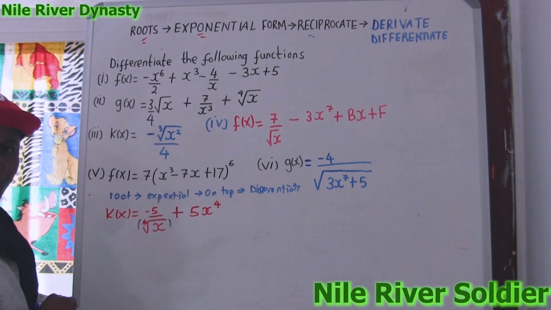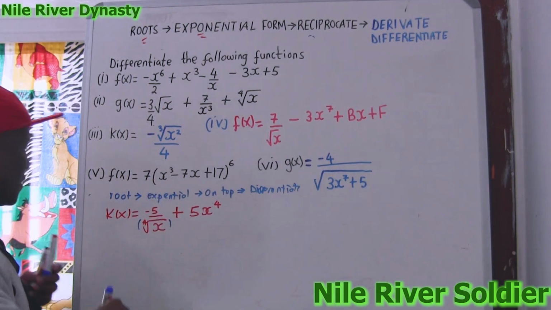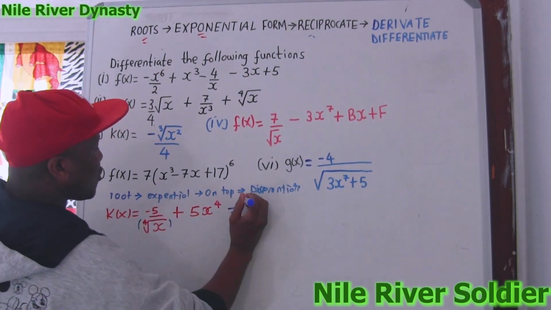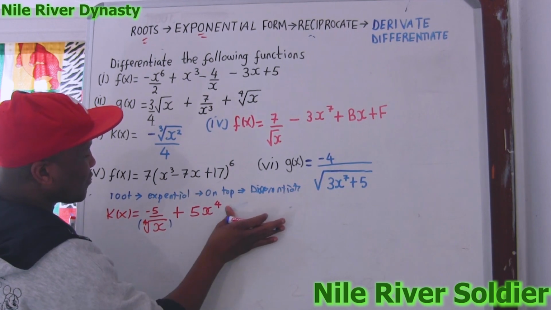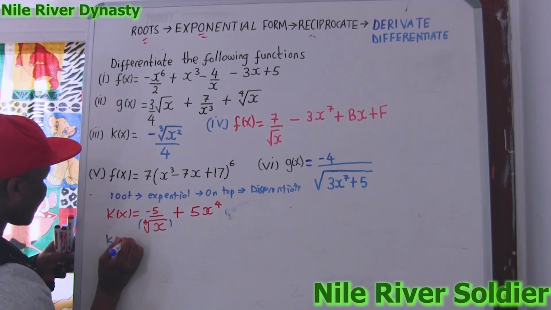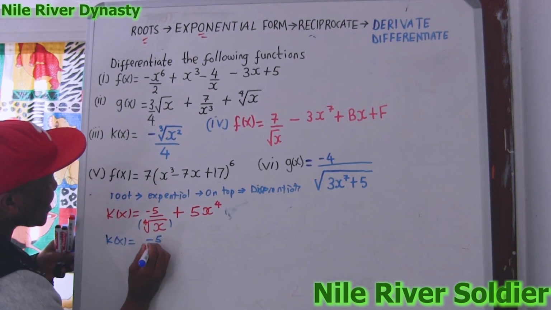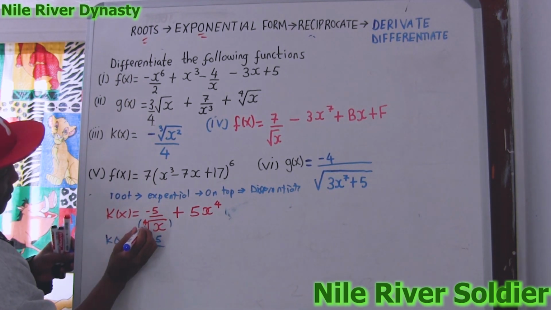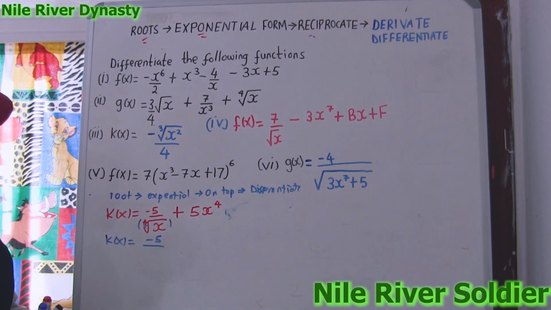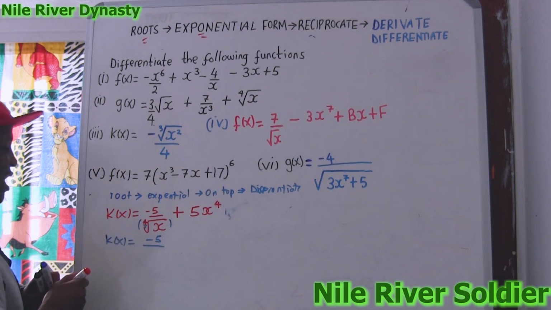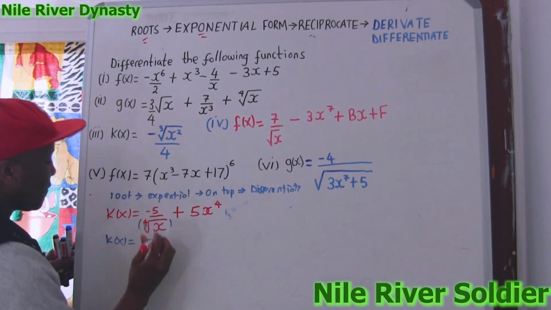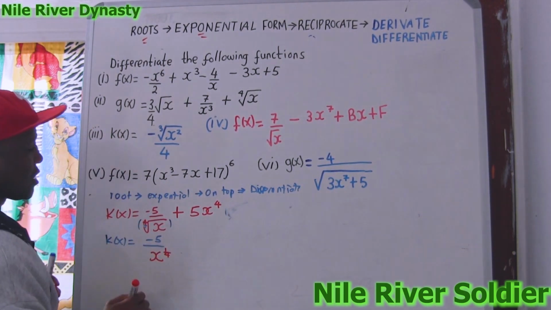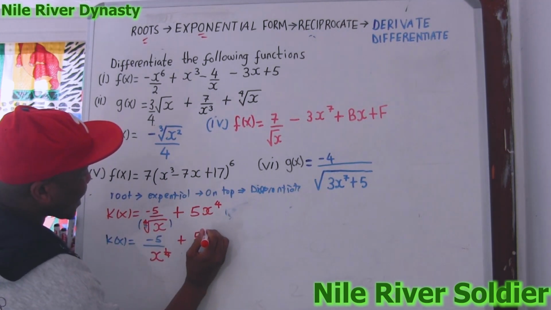So a root must be changed to exponential. So the first step, change it to exponential. So k of x equals negative 5. And if there's no number, it means like over 1 here. Even if they didn't give it, we know 4 means 4 over 1. So we're going to change this. It's going to become x, we flip, it's going to be 1 over 4. And this is going to become 5, and then we have x to the power 4.